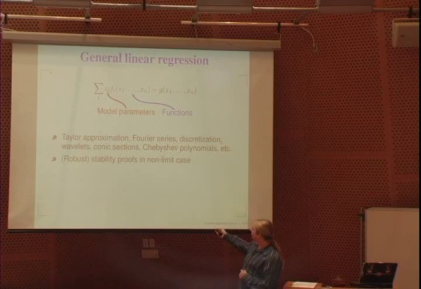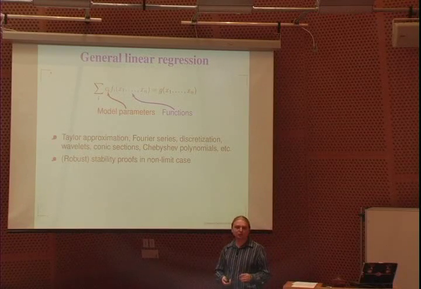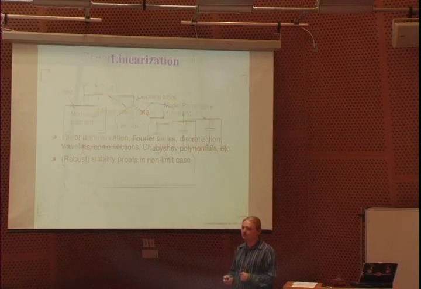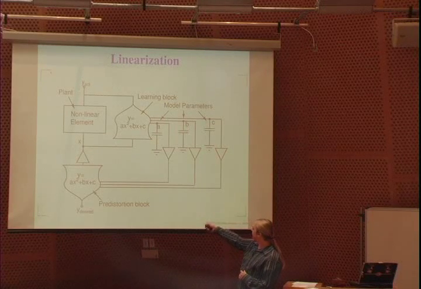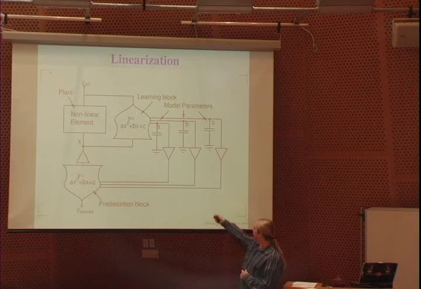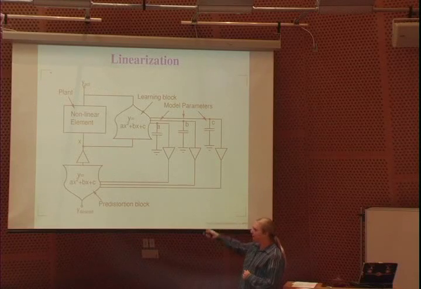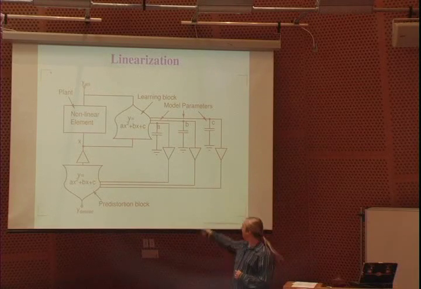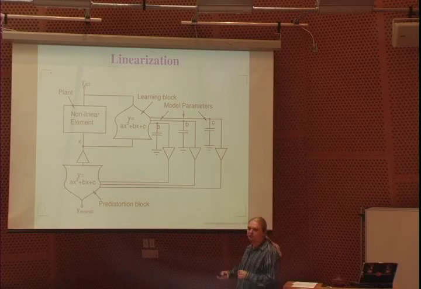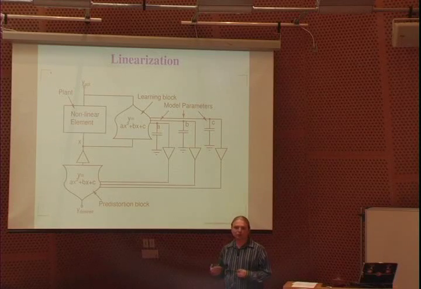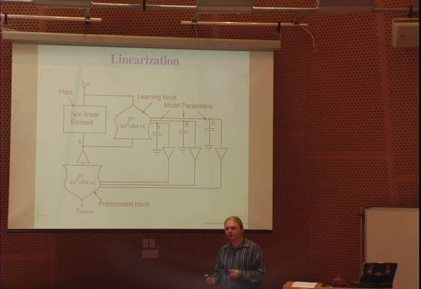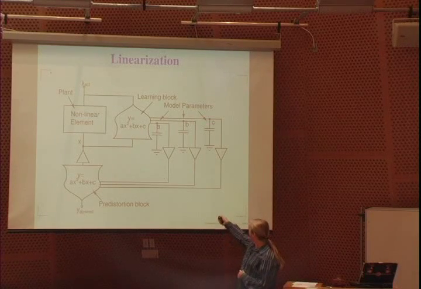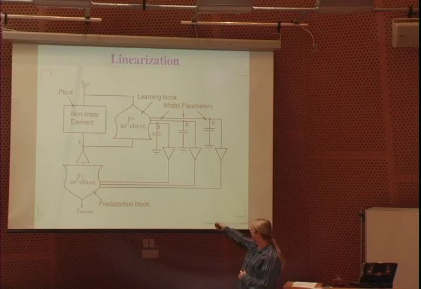So once we can build models, the next step is we can use those models to linearize things. If we've got this nonlinear element, as I said, we can use something like this to build a model of that nonlinear element. These buffers are not necessary. I just added them to show direction of flow of information. You can either include them or exclude them. It doesn't matter. This will learn the values of A, B, and C.